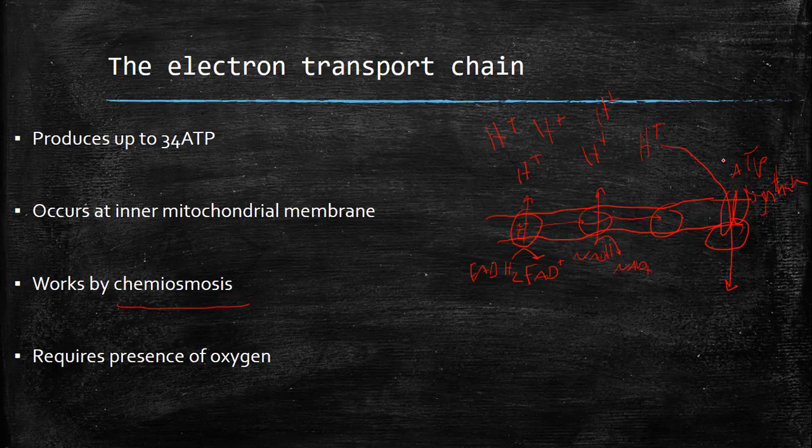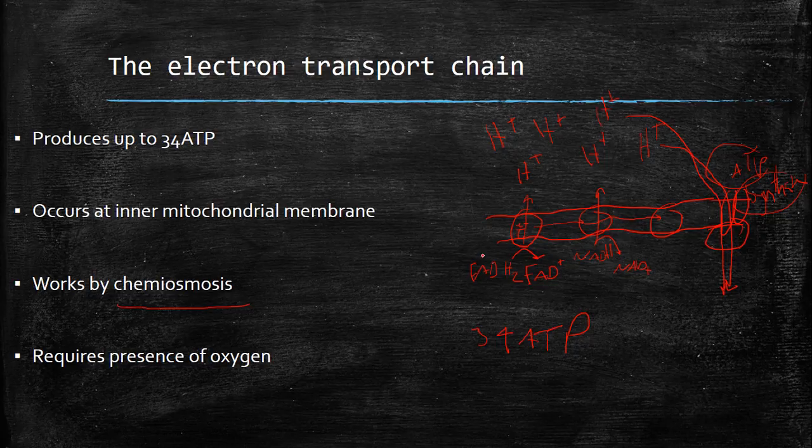Now, the name is pretty self-explanatory. ATP is the molecule, and synthase is what it's making. So it's going to make ATP. Basically, as these hydrogen ions all flow through the ATP synthase, it causes a series of reactions which result in the generation of ATP, up to 34 ATP in total for every molecule of glucose.